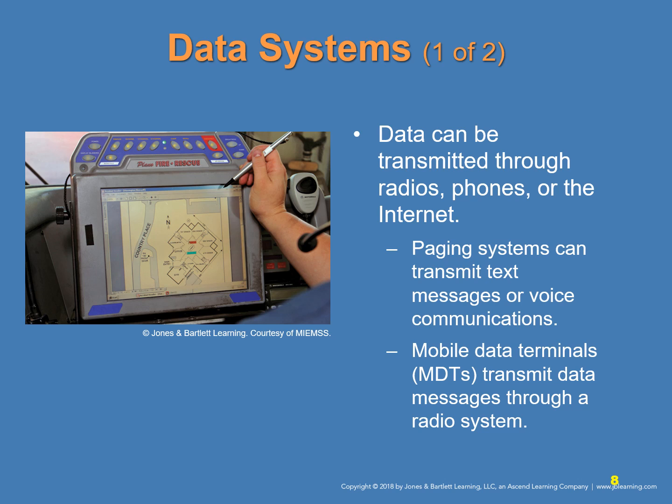Data systems. Communication systems are increasingly used to send and receive data. Data can be transmitted through radios, phones, or the internet. Paging systems can transmit text messages or voice communications. Mobile data terminals, also known as MDTs, transmit data messages through a radio system and are frequently incorporated into a mobile radio system. The figure on this slide shows a mobile data terminal that can be used to display routing information transmitted from the dispatch center.